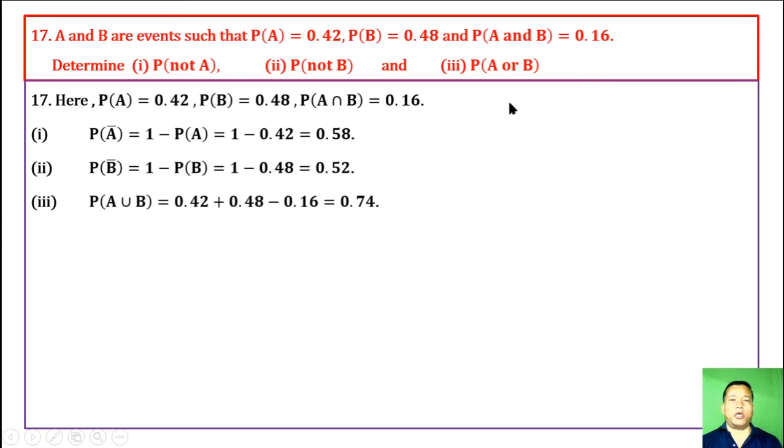P of A or B is in symbol P of A union B, which is equal to P of A plus P of B minus P of A intersection B. Giving their respective values and solving, we get 0.74.